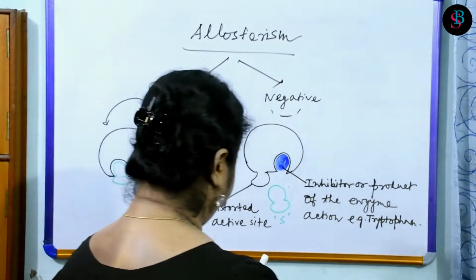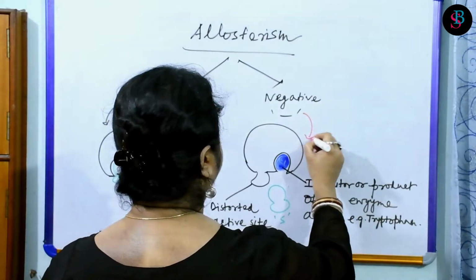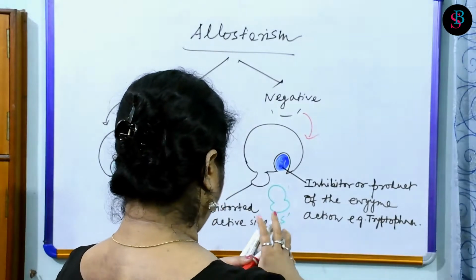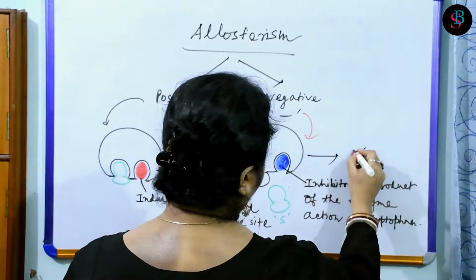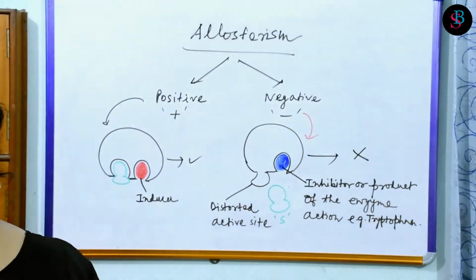So this is known as negative inhibition and there will be no enzyme action. It will switch off the enzyme action, so there will be no reaction of the enzyme. So this is about the allosterism.